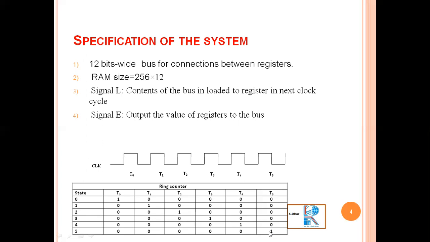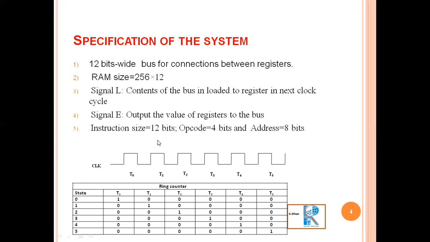After that, what happens? It will again generate T0, T1, T2, T3, T4, T5. When T5 is complete, again it will generate T0, T1, T2, T3, T4, T5. So this is the generation in the ring counter. Clear? Now see how to make it.